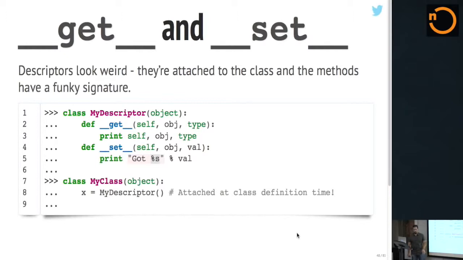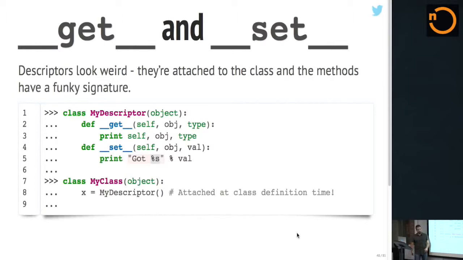Descriptors will look really odd because descriptors are instances of an object that's then attached to another class. So lines 1 through 5 here are a descriptor class: any class that implements at least one of __get__, __set__, __del__. So I've got get and set, and all I'm going to do is print out the arguments that I got. So I'm not going to do anything useful.